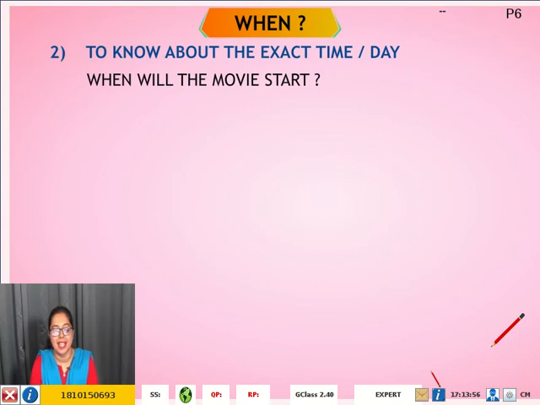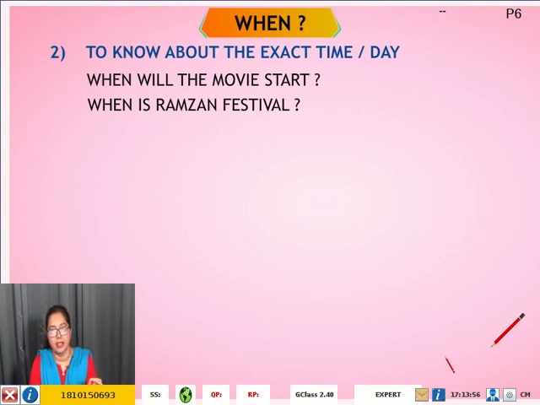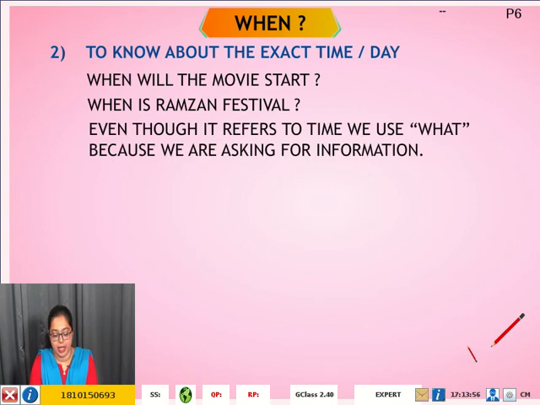The first example that is coming up on the screen is: when will the movie start? The next one is: when is Ramzan festival? Another one: even though it refers to time, we use what because we are asking for information. I'll get back to this later. First of all, just see the two examples. When will the movie start? That means we are asking for time, that at what time will the movie start, isn't it?